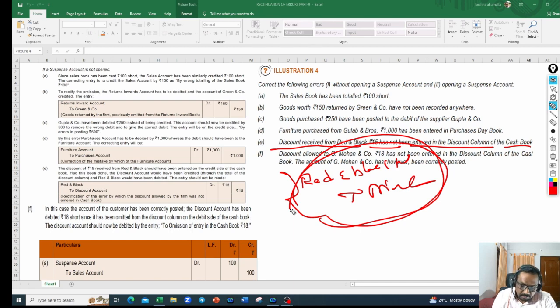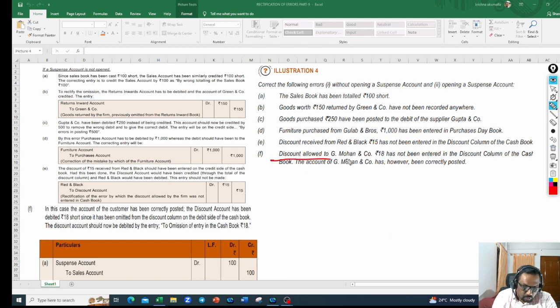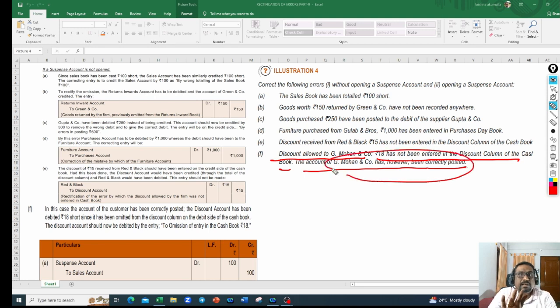Clear? Next, discount allowed to Mohan 18 rupees has not been entered in the discount column of the cash book. The account of G Mohan has, however, been correctly posted. Actually, it is supposed to have impact on two accounts, personal account and discount account. But he mentioned very clearly personal account is correctly posted. He specifically, categorically told personal account is correctly posted. Hence, the impact has happened only in discount account.